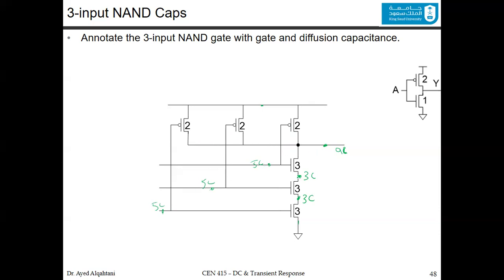But be careful of these points, where you always assume that you have shared capacitance. You don't add them up. You don't add 3 and 3 and say 6C. No, you don't add them up. They are shared, so it's only 3C.